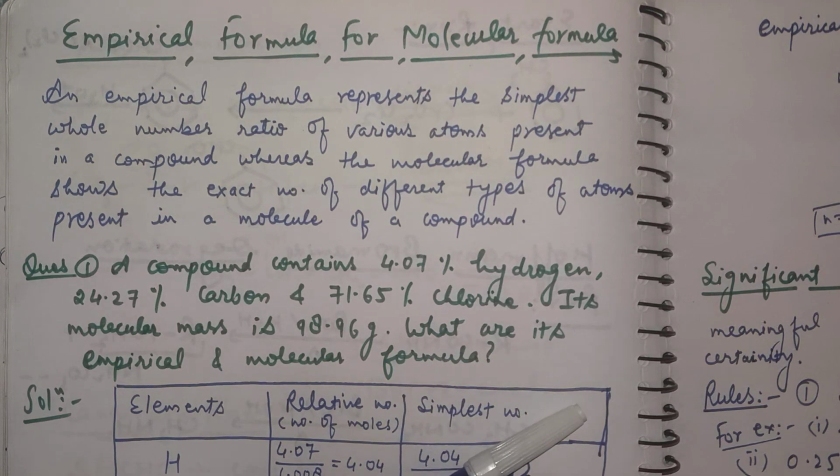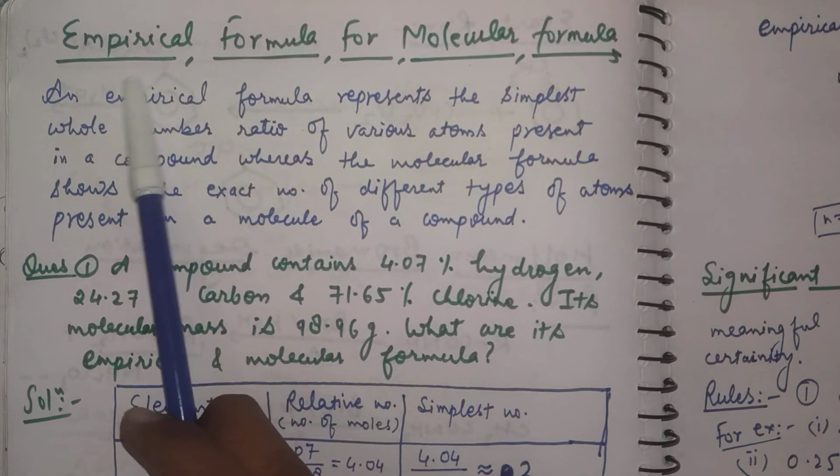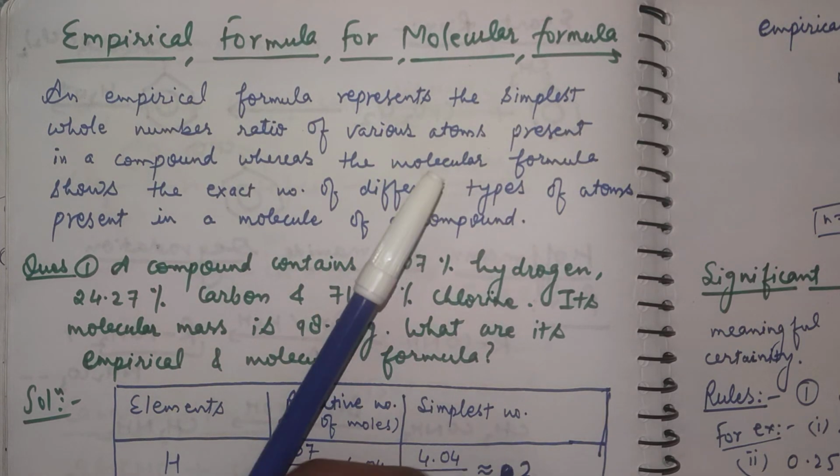For example, if I say CH2Cl, that is the empirical formula, and if I say C2H4Cl2, that is the molecular formula. Carbon has two atoms, hydrogen has four, chlorine has two. In this way we can name it. And CH2Cl means it has the simplest ratio. So this is the key difference: empirical is the simplest, molecular formula has the exact number of atoms.